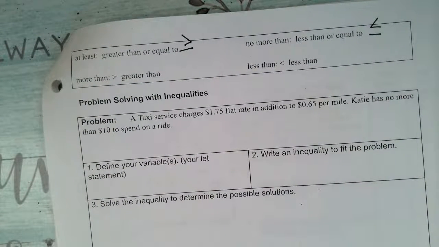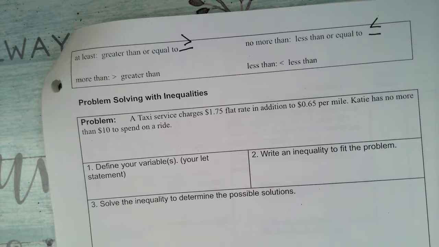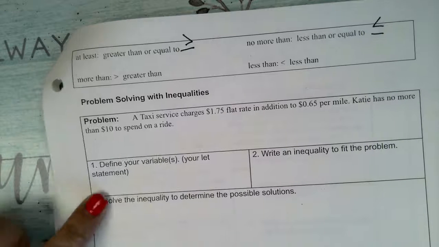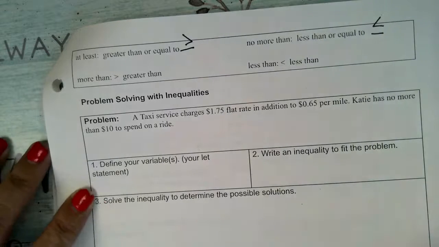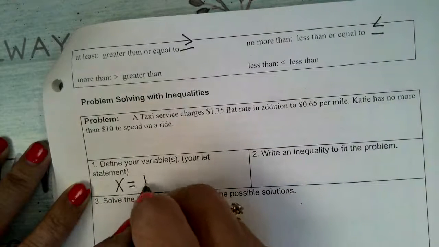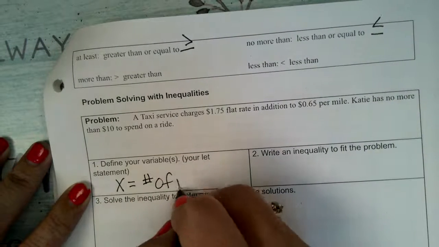A taxi service charges $1.75 flat fee in addition to 65 cents per mile. Katie has no more than $10 to spend on a ride. Define your variables. That's your let statement. So we're going to say x is equal to number of miles.